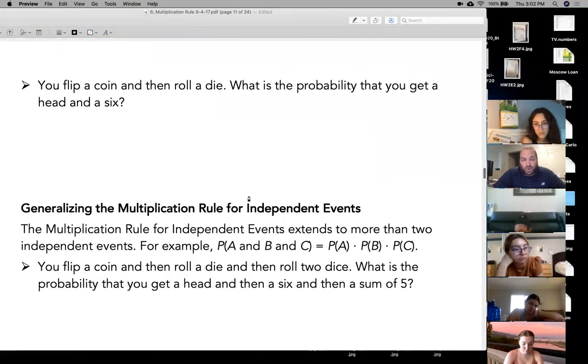Okay, you flip a coin and then you roll a die. Are flipping a coin and rolling a die independent events? Yes. Okay, so what's the probability that you get a head and a 6?